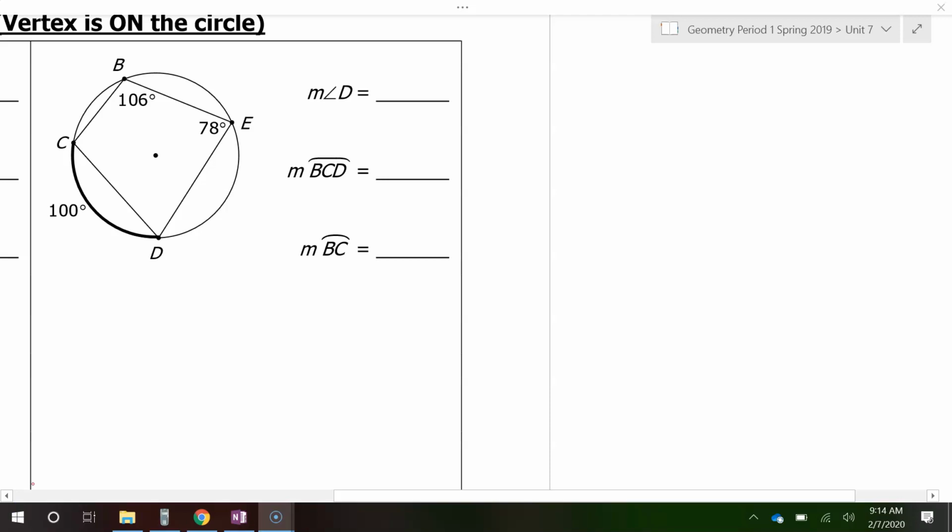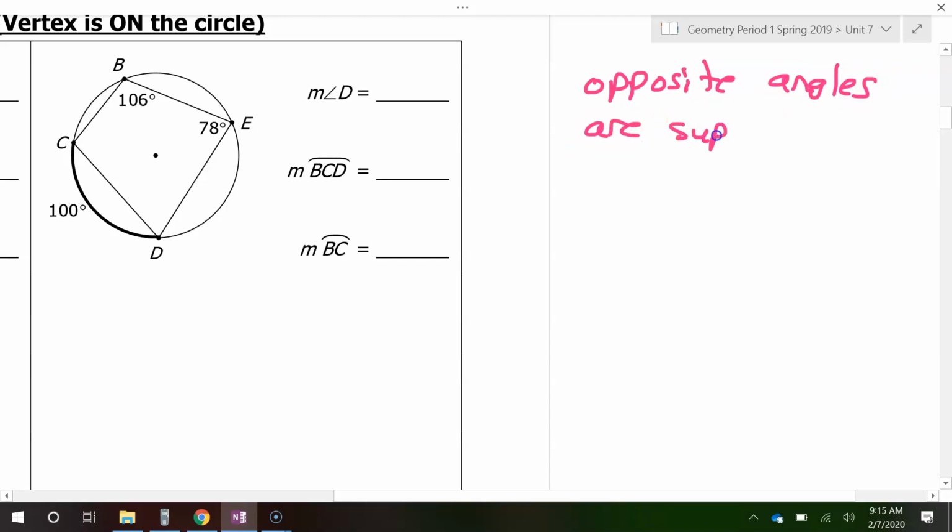For this one, we've learned that when you have a quadrilateral inscribed in a circle, do you remember the theorem that applies to this situation? All right, here's what it is. When you have a quadrilateral in a circle, we learn that opposite angles are supplementary. That's what we're going to be using right now.